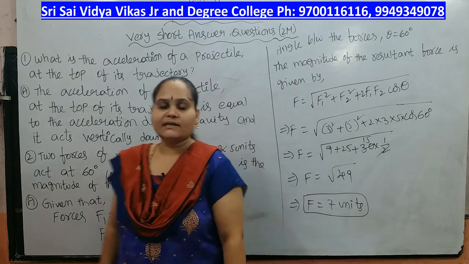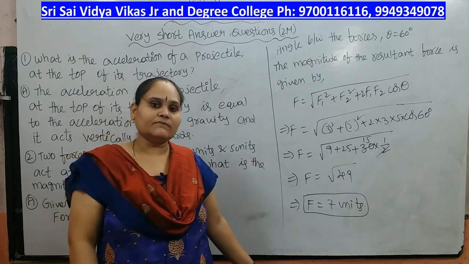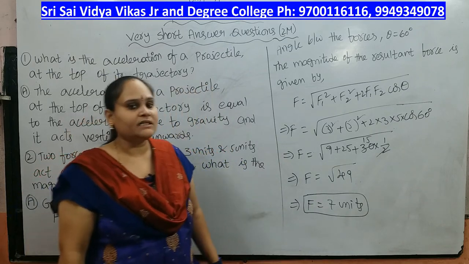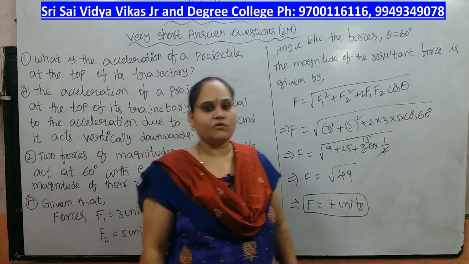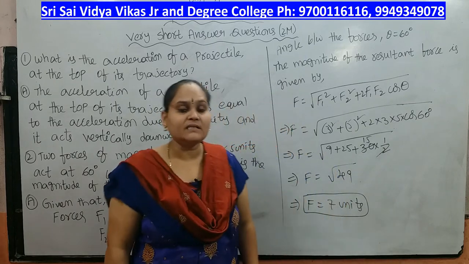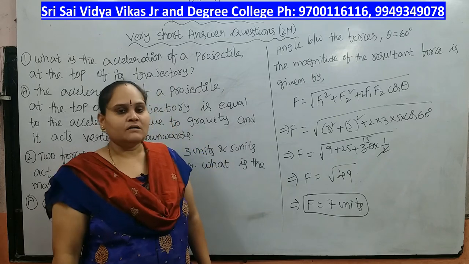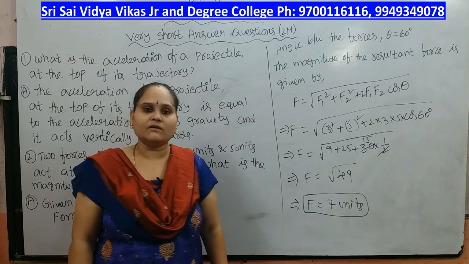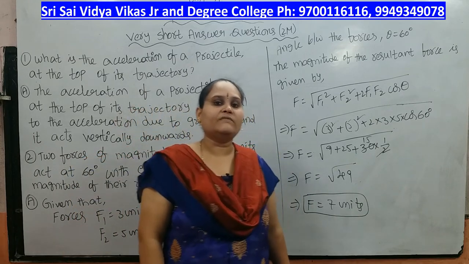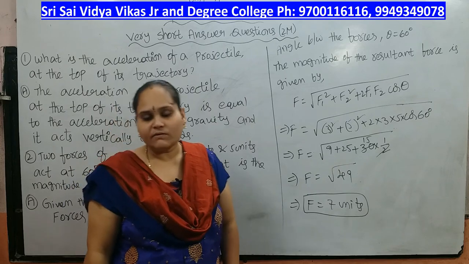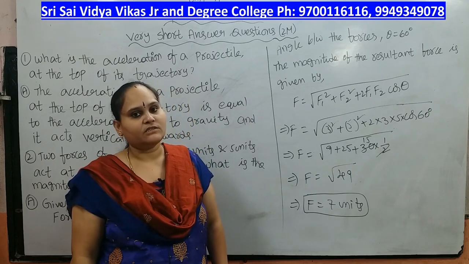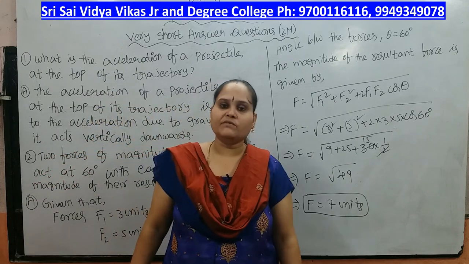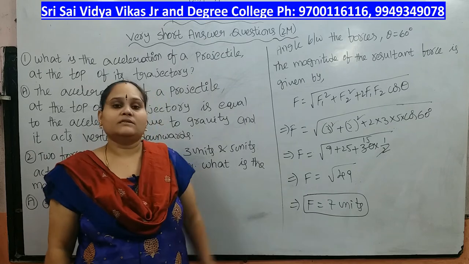So we are given F1 equal to 3 units, F2 equal to 5 units, and theta is the angle between them, which is 60 degrees. Substitute all these values. The magnitude of the resultant force F equals square root of F1 square plus F2 square plus 2 F1 F2 cos theta. Substituting the values of F1, F2 and theta, we get F equal to square root of 3 square plus 5 square plus 2 into 3 into 5 into cos 60, which is 1 by 2. Finally we get F equal to square root of 49. Square root of 49 is 7, since 7 sevens are 49. 7 is our answer. Therefore the resultant magnitude of the force is F equal to 7 units.